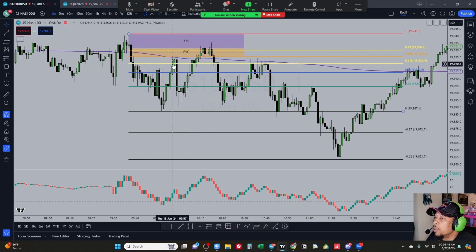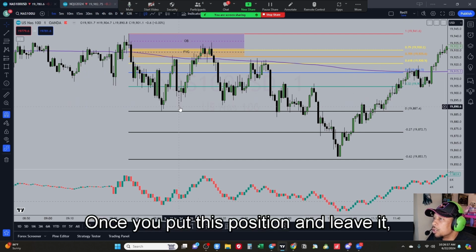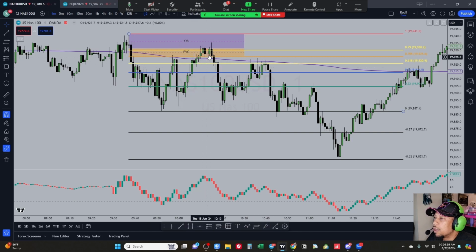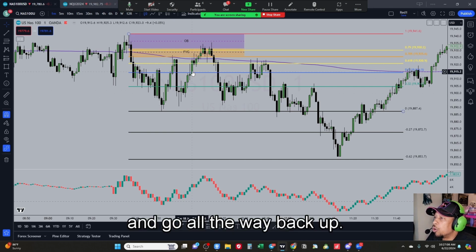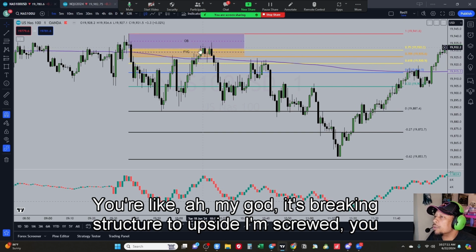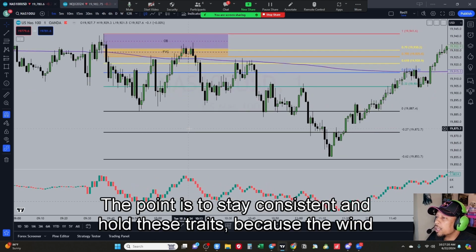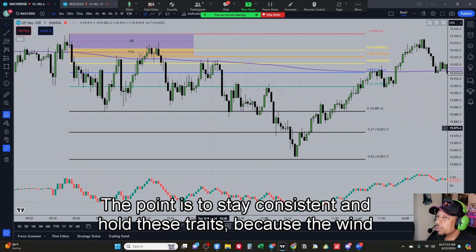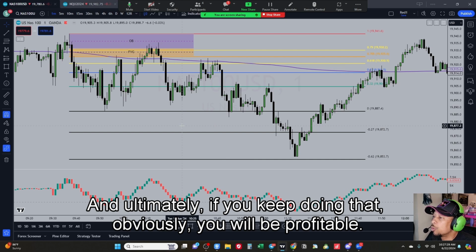If you had an early trigger for an aggressive position, you'll see that it came down. And don't let this spook you out. Once you put this position in, leave it, because it will do this. I've seen it time and time again where it'll come down and miss your TP by a few ticks, and it'll go all the way back up. You'll be like, oh my God, it's breaking structure to the upside. I'm screwed. You know what I mean? Let it go. If it wins, it wins. If it hits stop, you lose. Done, right? The point is to stay consistent and hold these trades, because the win rate is higher than the loss rate. And ultimately, if you keep doing that, obviously you will be profitable.